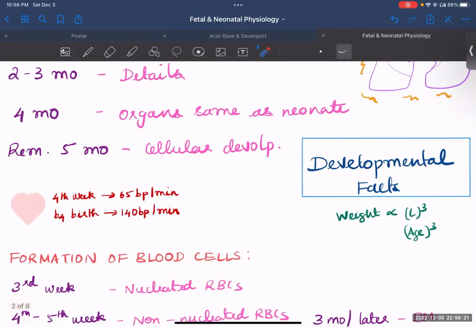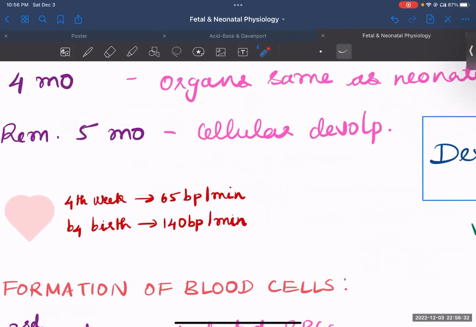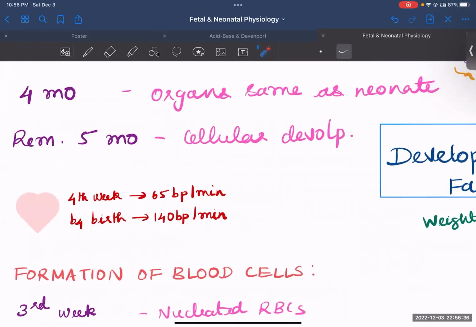Now, some facts about the heart. The heart starts beating in the fourth week of pregnancy, or the fourth week after fertilization. When it starts beating, the rate of the heartbeat is approximately 65 beats per minute. But just before birth, the heartbeat of the baby is very fast, at a rate of 140 beats per minute. So it starts at the fourth week after fertilization, and before birth, it is 140 beats per minute. These are some important facts to remember.